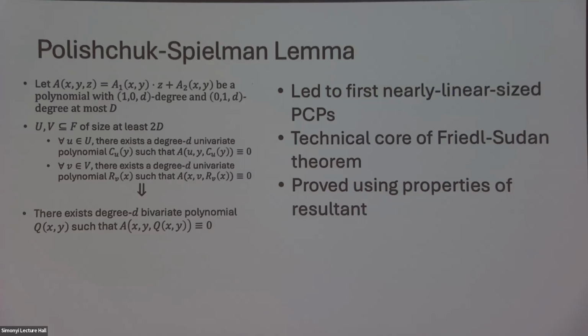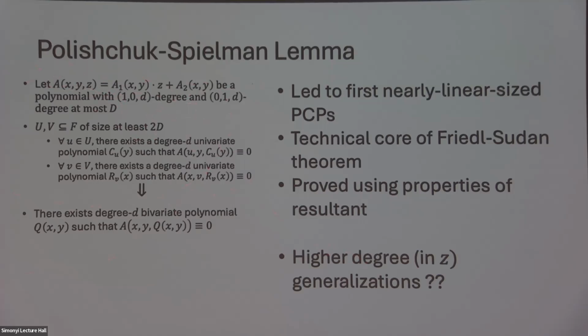Now, I would like to sort of strengthen the Polishchuk-Spielman lemma to prove the higher error version of the low degree test that we're trying to do. So one thing we could ask is, can we prove a similar statement for A's in which the degree in Z was not 1, but more than 1? We ask for a similar statement.